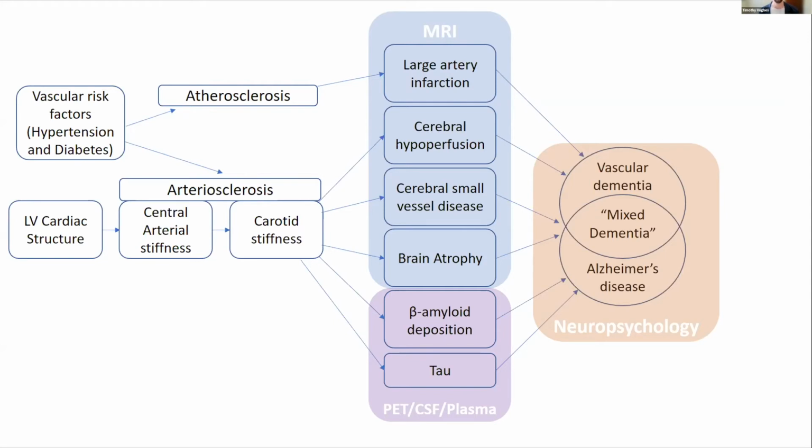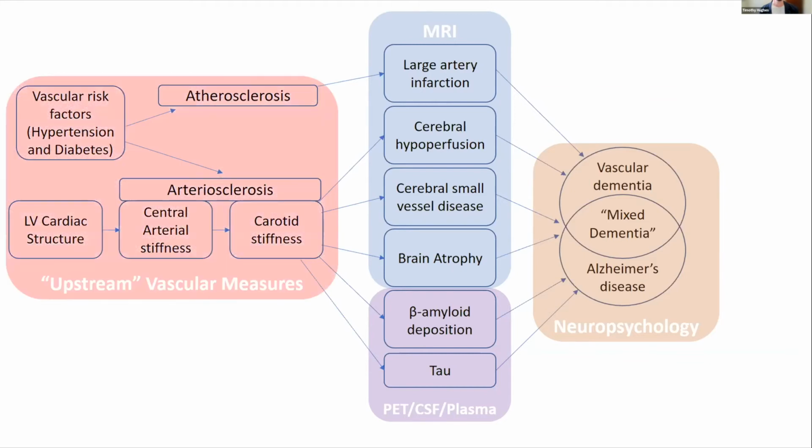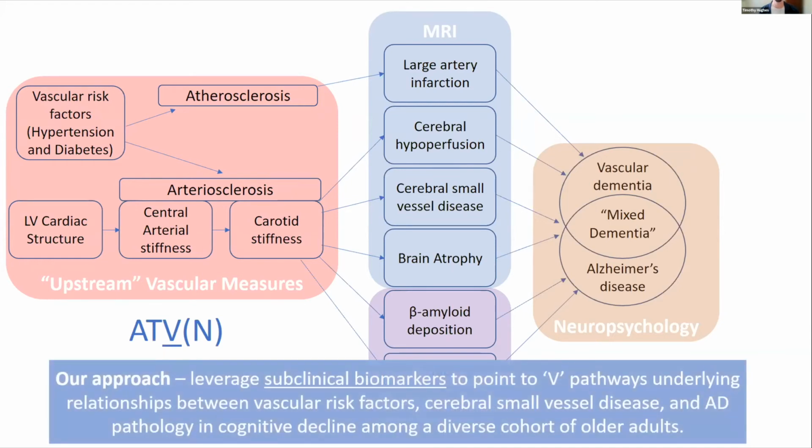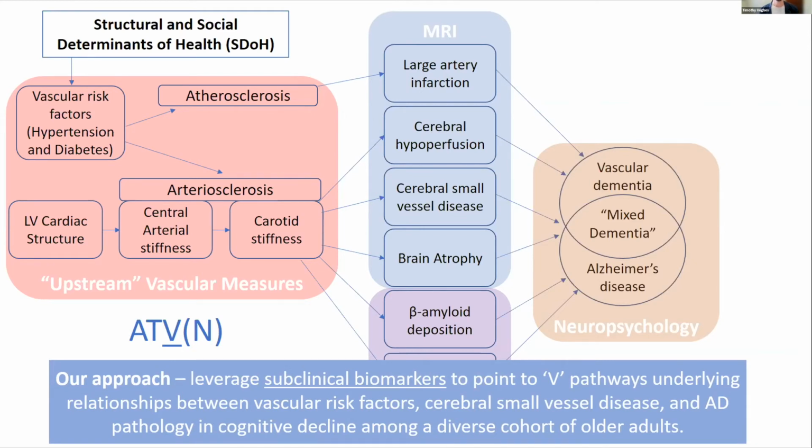Both of these are affected by vascular risk factors such as hypertension and diabetes that contribute to their progression over time. And these can be considered upstream vascular measures that, if they are truly related to dementia, we should be able to find pathways that connect them through forms of pathology in the brain, observable by imaging or biofluid biomarkers. So our approach is to leverage subclinical biomarkers to point towards vascular pathways that may be underlying the relationships between vascular risk factors, cerebral small vessel disease, AD pathology, and cognitive decline among diverse cohorts of older adults. And again, it's important to understand that a lot of these drivers have even more upstream determinants from social and structural determinants of health.